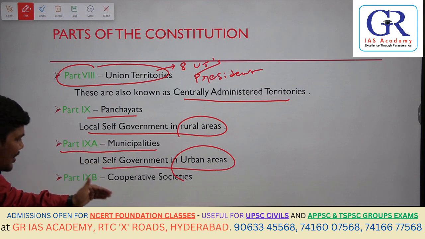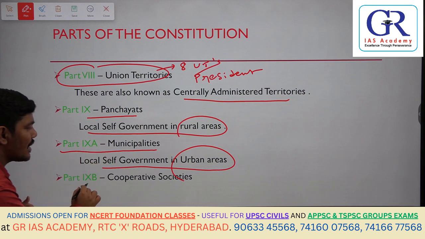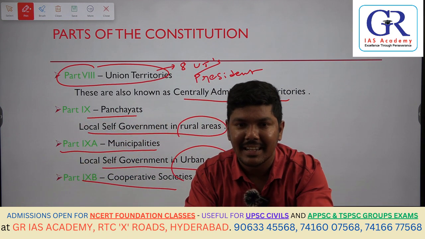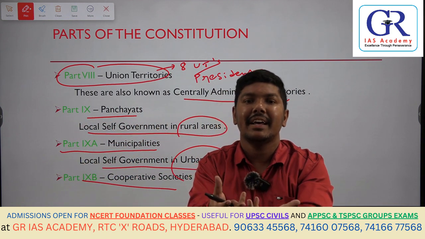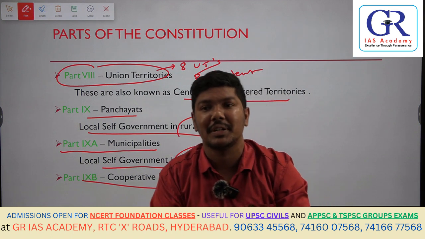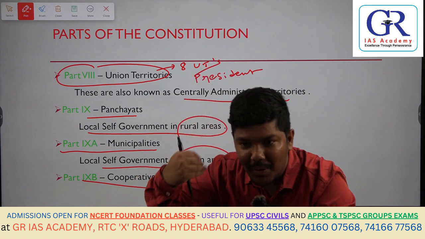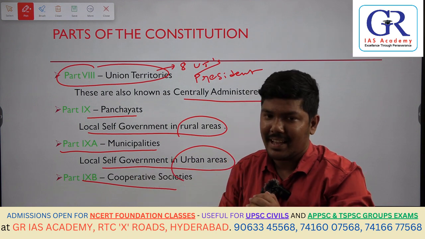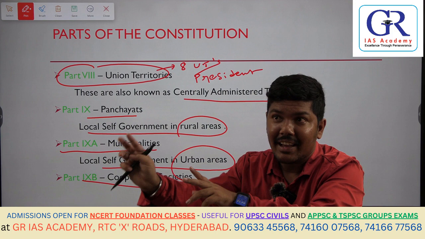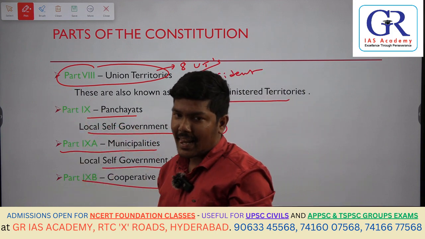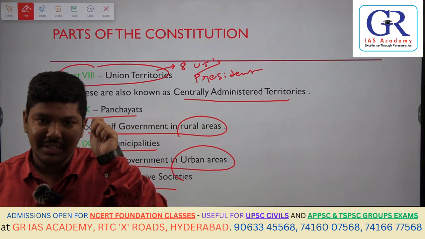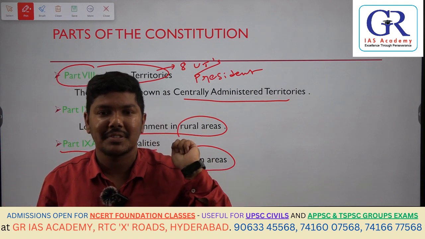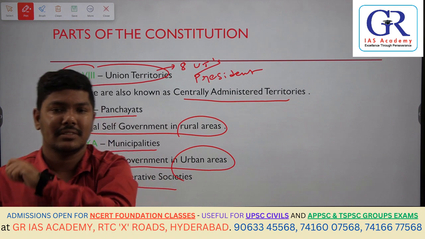Municipalities will be dealing with urban areas. And a new part, something interesting, called cooperative societies. That means people can come together and form a cooperative society. Even as of now, that was a fundamental right of these people, and it is a duty upon the state to promote cooperative societies. When I say it is a duty upon the state, or a direction issued to the state to promote cooperative societies, in which part might it have been written?